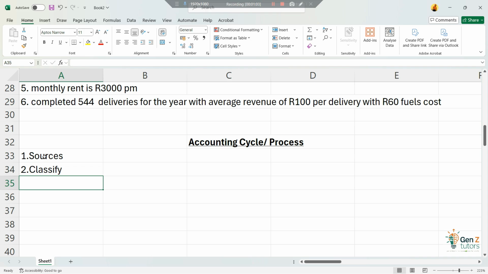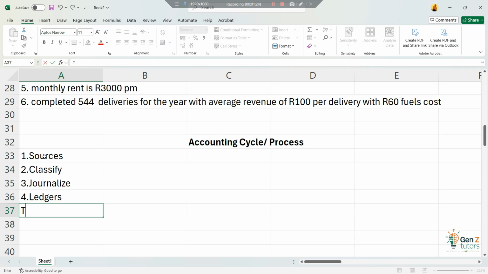Then thirdly, what will you do? You will generalize everything. And then from there, after generalizing everything, you will go and create your ledgers. Then after doing your ledgers, you do the trial balance, which is going to be the unadjusted trial balance.